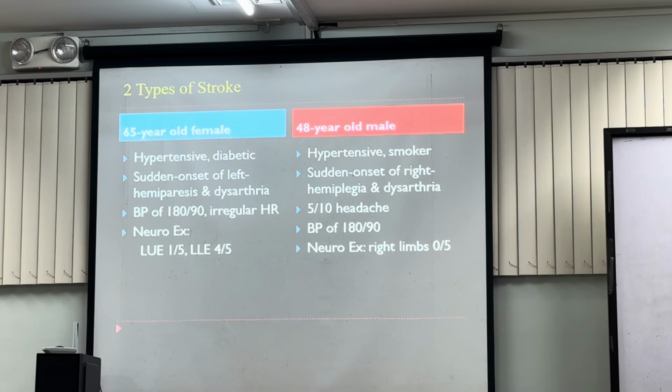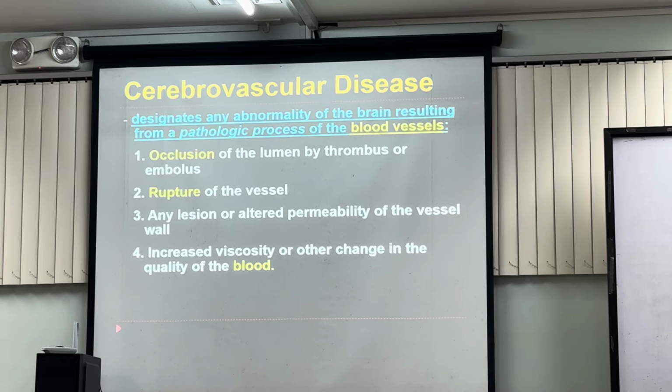Even the most seasoned neurologists will not be able to tell just based on syndrome, clinical syndrome manifestation, whether it's an infarct, occlusion, or a bleed, rupture. Okay, let's see. So cerebrovascular disease, these are just a repetition. It can involve vessels, and it can also be a pathology of the blood.